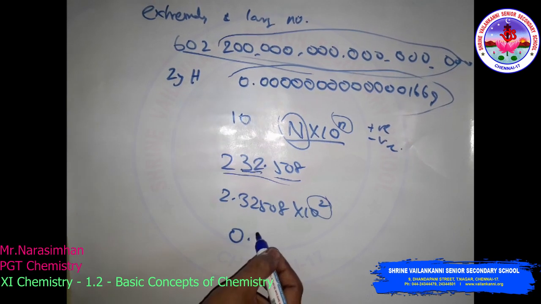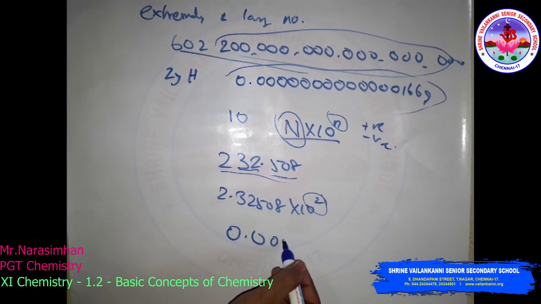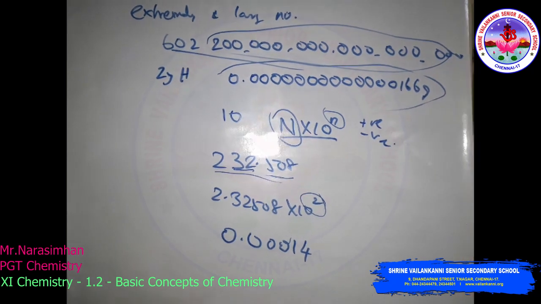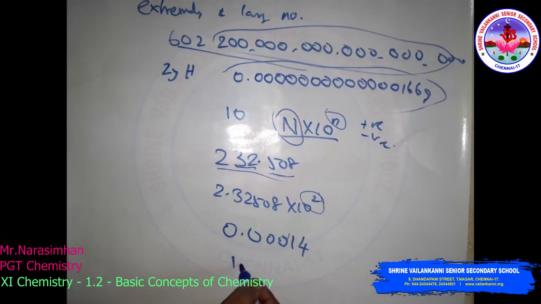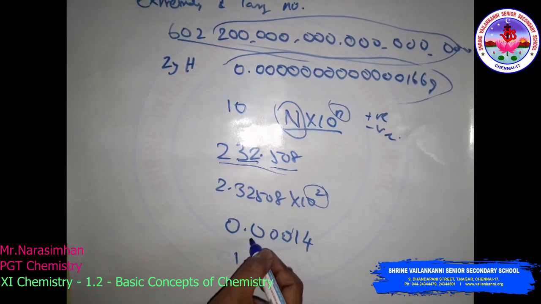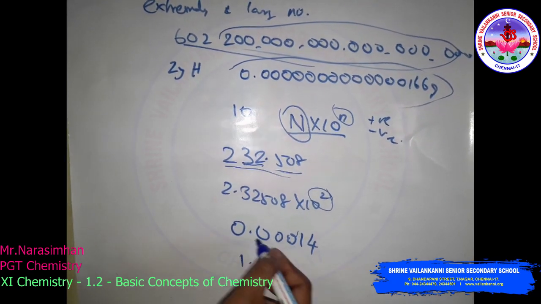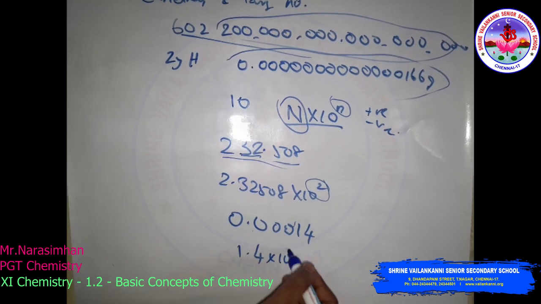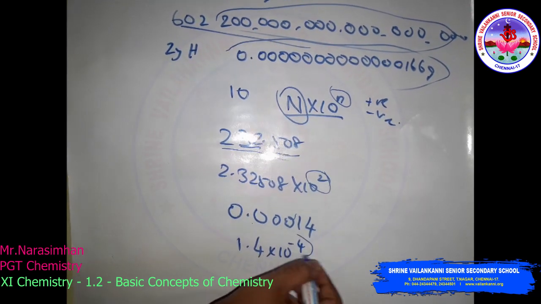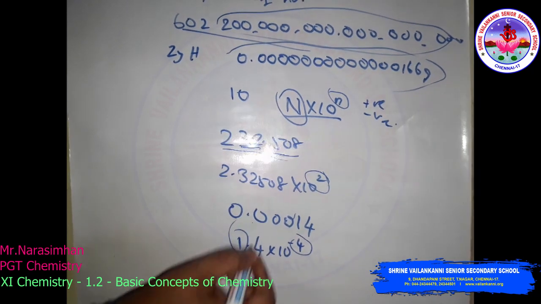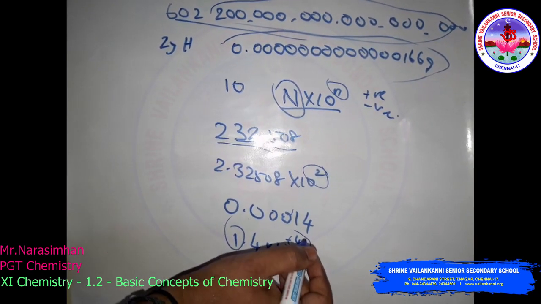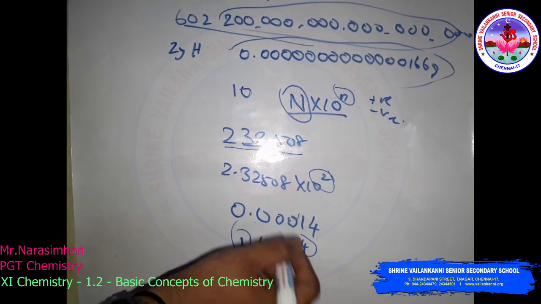Similarly, 0.00014 can be written as 1.4 times 10 power, counting 1, 2, 3, 4 places, so you have to write 10 power minus 4. This is the number part, and this is the exponent in the scientific notation. So this is the mathematical representation.